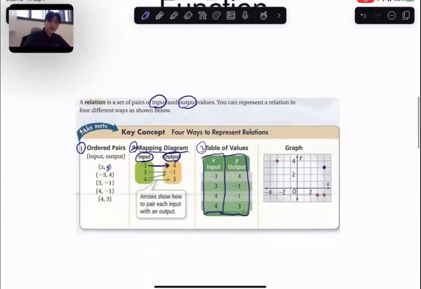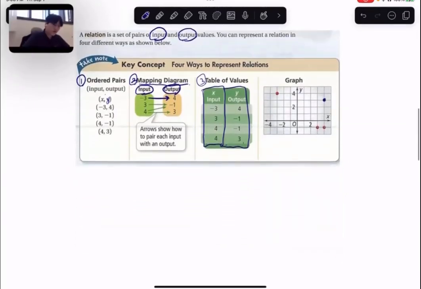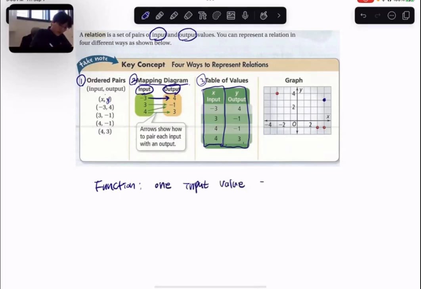All right, then let's talk about a function. Then what is a function? A function is a special type of relation where one input value is having exactly one output value.